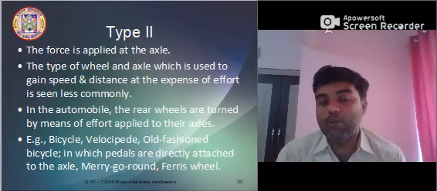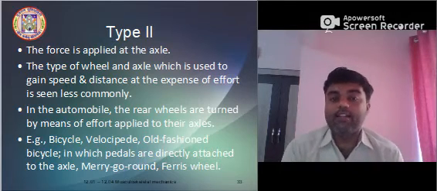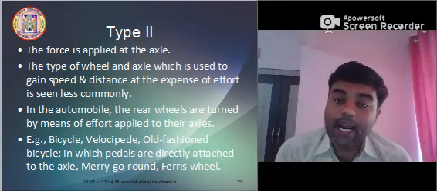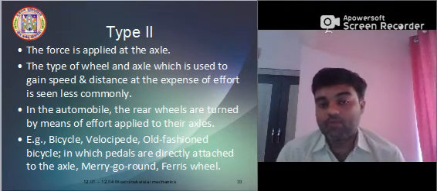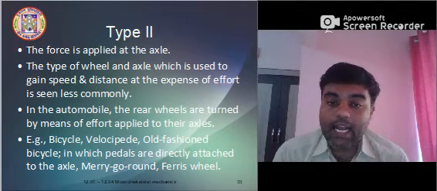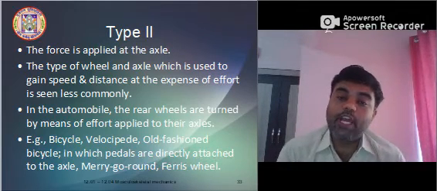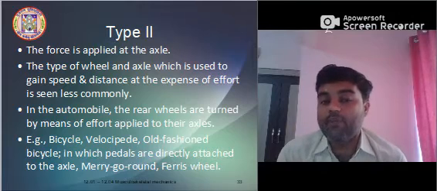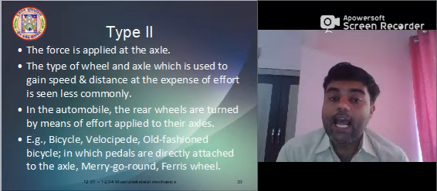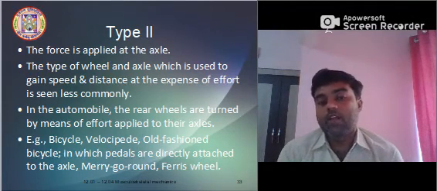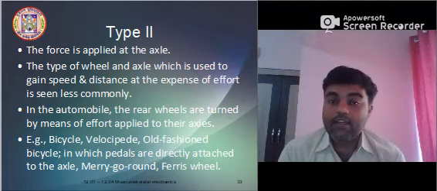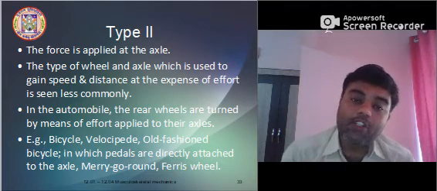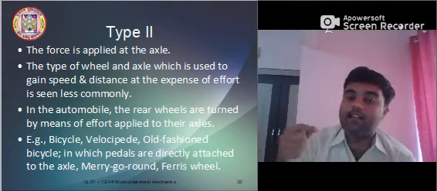Now go for type 2. Type 2 you will understand very easily. The force is applied at the axle. This type of wheel and axle, which is used to gain speed and distance at the expense of effort, is seen less commonly. In the automobile, the rear wheels are turned by means of effort applied to the axle.